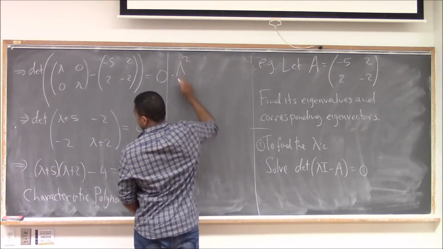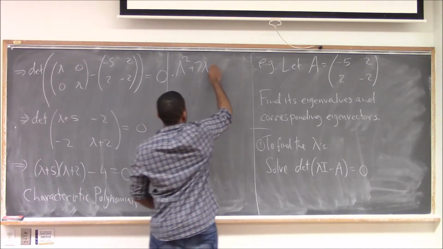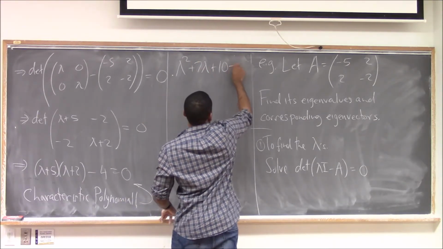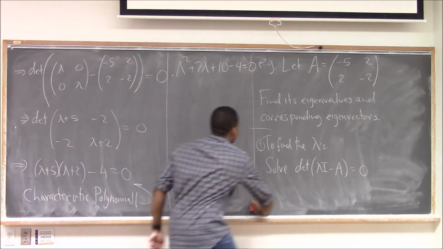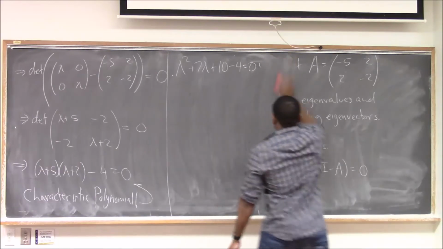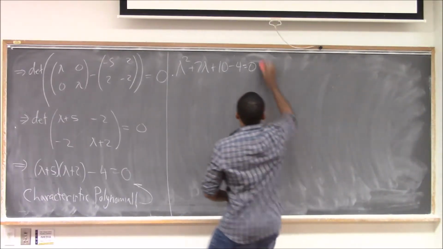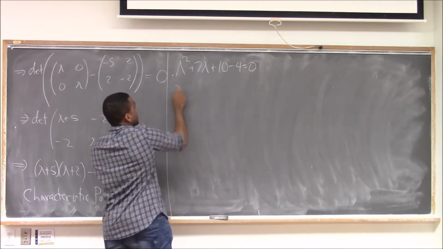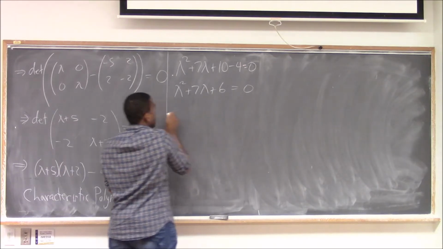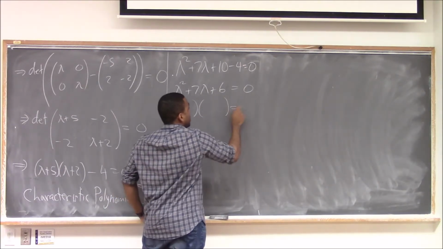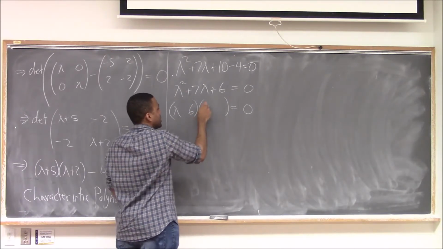Okay, so we have lambda squared plus 7 lambda plus 6 equals 0. Can we solve that? Can we factor? We'll usually be able to factor. It's not going to be very nice if they don't know how to factor.